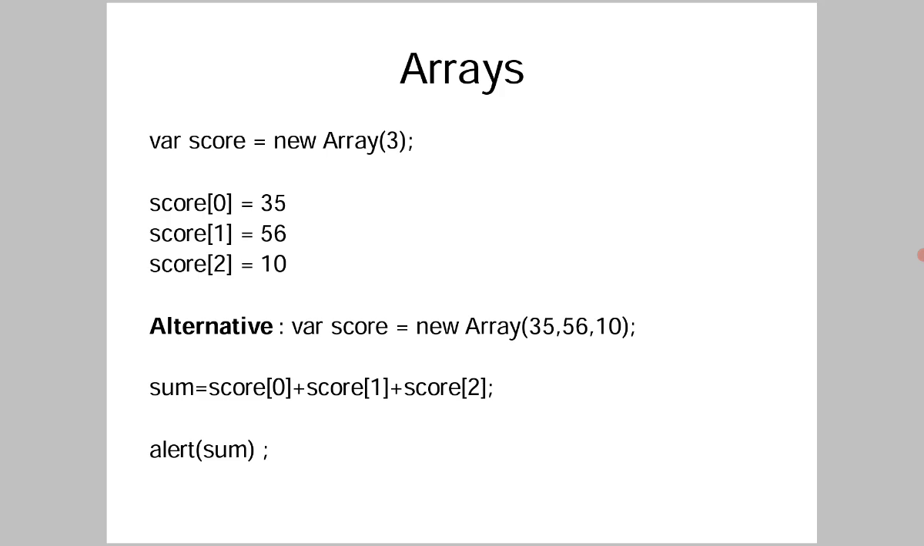How do we create arrays in JavaScript? var score equals new Array of 3. Score of 0 equals 35, score of 1, and so on. Here is the declaration of the variable, with the new operator used in JavaScript for the creation of the array. Within brackets, 3 is the maximum size of the array.